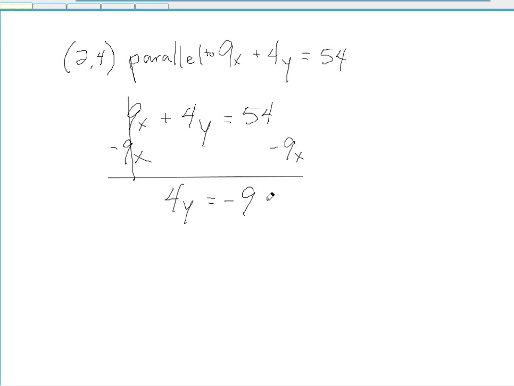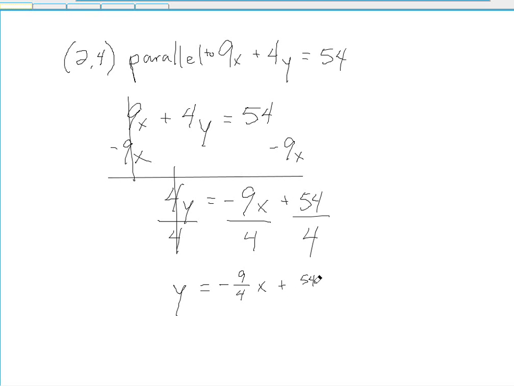And now we have negative 9x plus 54 over here. We're almost solved for y. Now I need to divide all the way through by 4. Notice what you have on the left-hand side of the equation, just a y. That's what you want. Here's the slope. Negative divided by a positive is a negative 9/4. There's the x. And we don't even really need to do this right here.